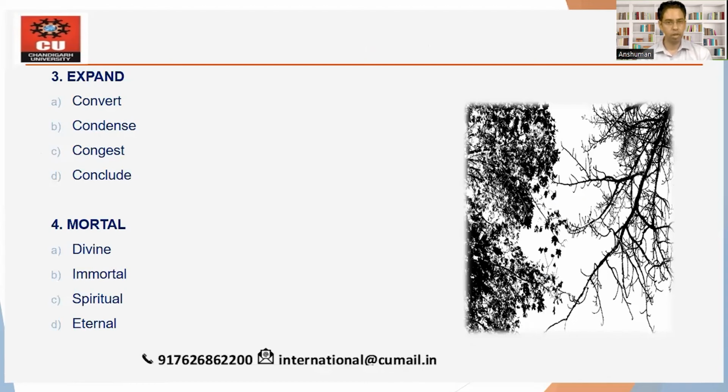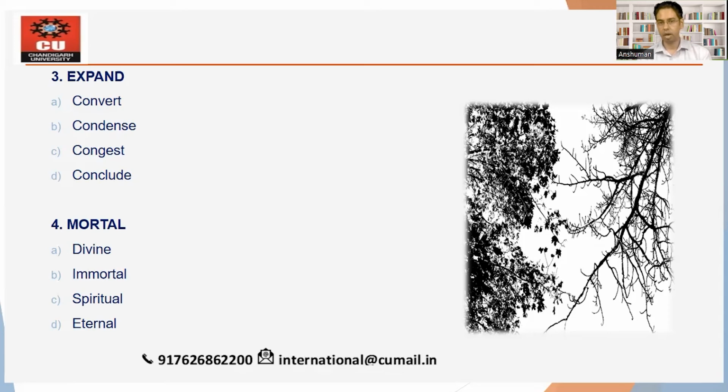Question number 3, the word is expand. Now we know expand has something to do with moving ahead in a progressive way. And the antonym of it is condense. Condense means something which is getting shortened. So the correct option for question number 3 is option B, condense. If I see the other options, convert, congest, and conclude, they have nothing to do with the antonym, which is condense. Hence, the answer to question number 3 is option B.